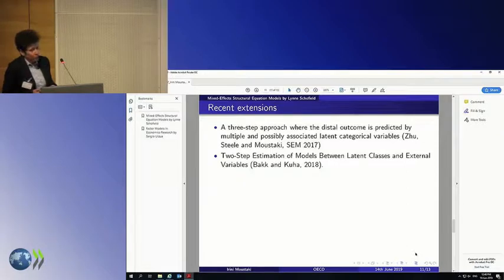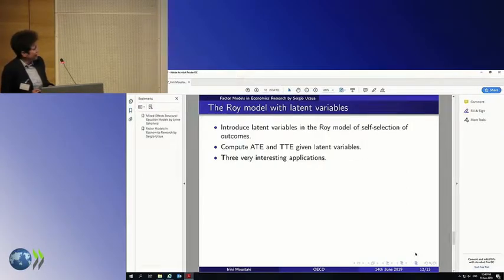So I think those are my comments with respect to the first paper, and I don't have as many comments about the second paper. I very much enjoyed reading the slides of the second presentation, but I have to say I wasn't able to follow all the details. What the second speaker was trying to do is introduce latent variables in the ROI model, which apparently is a well-known self-selection model of outcomes, and compute these average total effects and total treatment effects given latent variables.